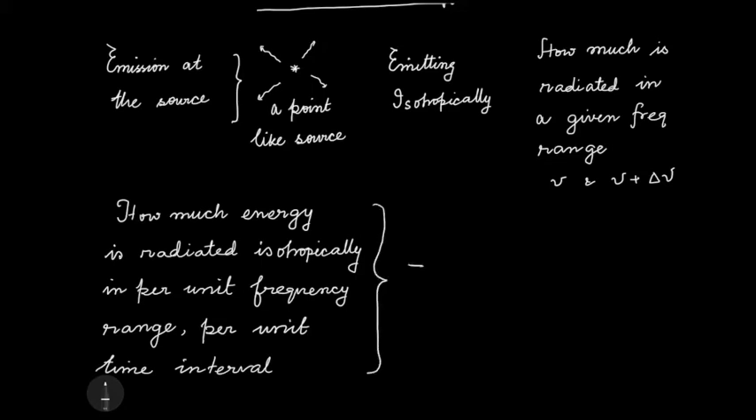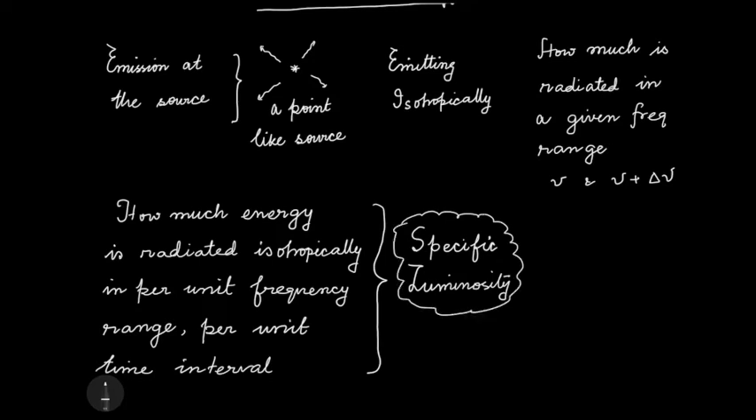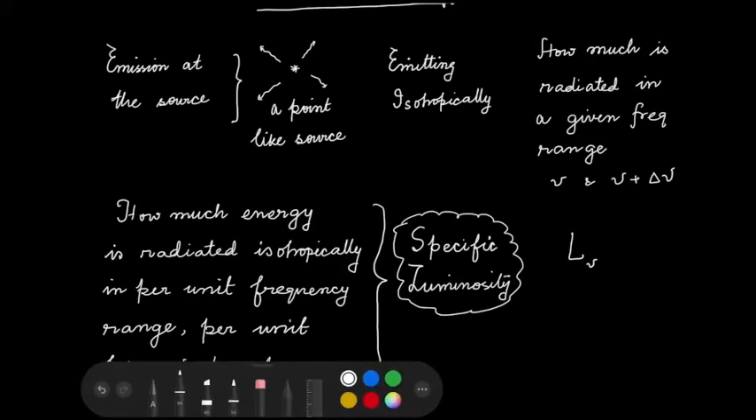So if I ask this question, this quantity has a name, we call it luminosity. And because it's given per unit frequency range, that per unit frequency is noted in astronomy as specific. Just like when you say specific heat, it is per unit mass. Here it is per unit frequency. So this quantity is called the specific luminosity of the object, and it's written with L suffix nu.